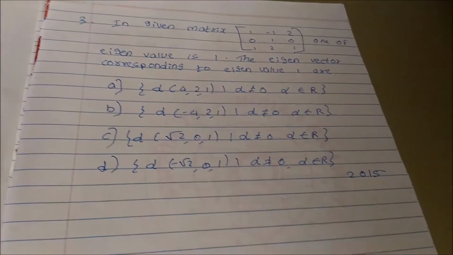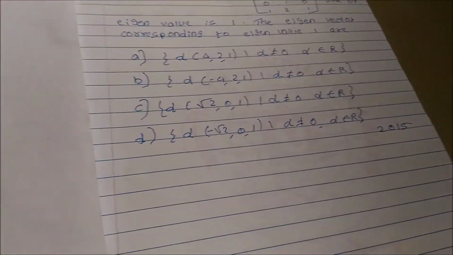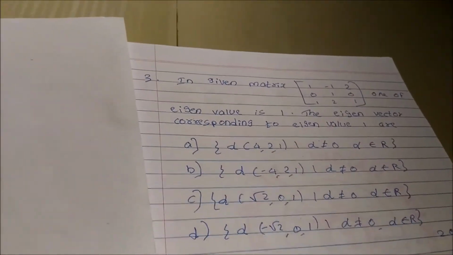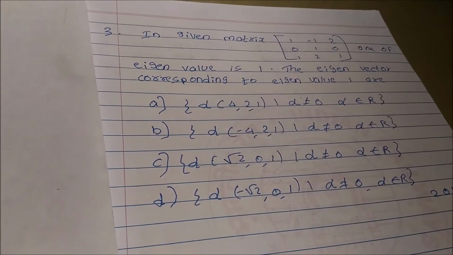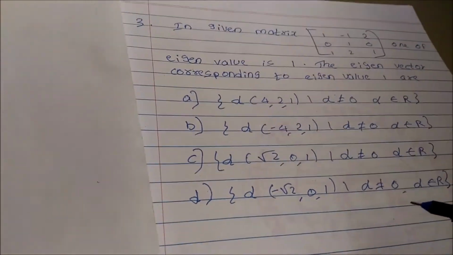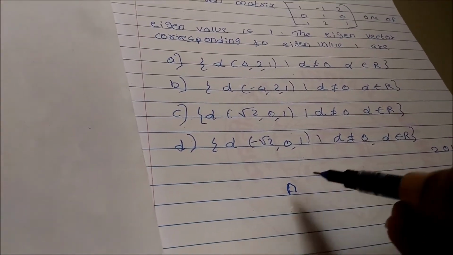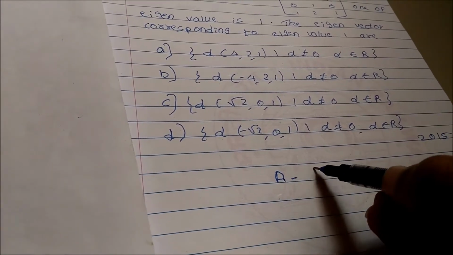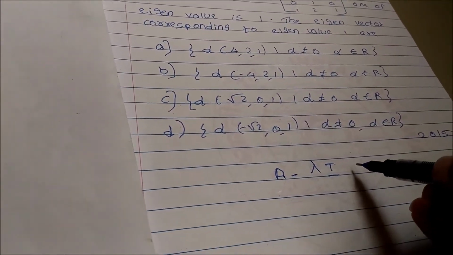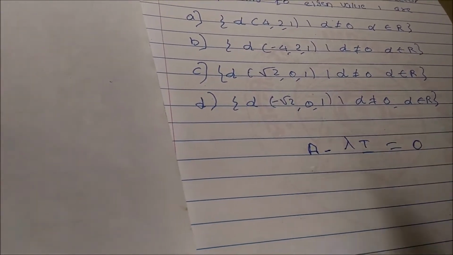This question was asked in the 2015 GATE examination. Here we need to find the eigenvector corresponding to eigenvalue 1. We know the characteristic equation of the eigenvector is A minus lambda I equal to 0. Using this we will solve it.